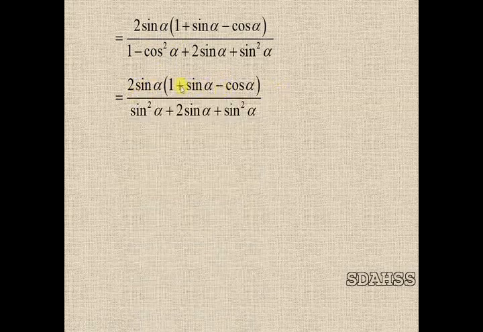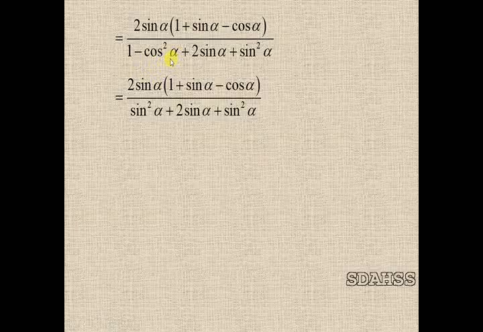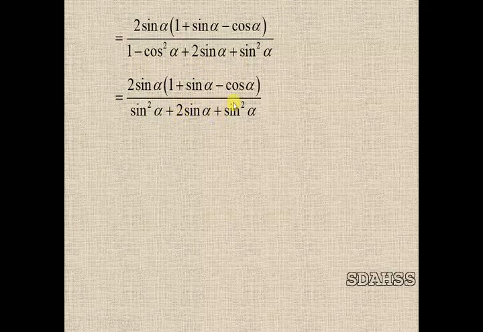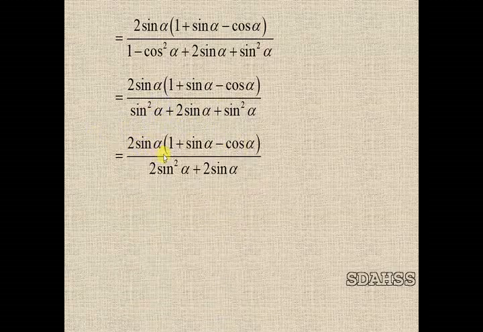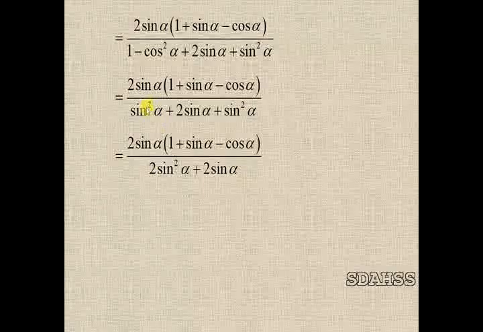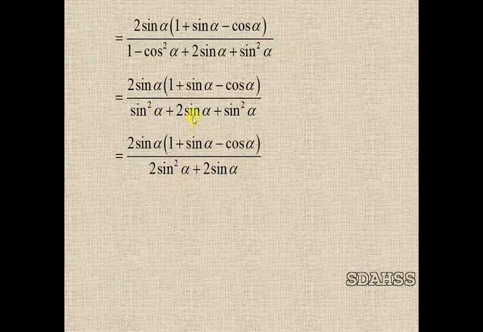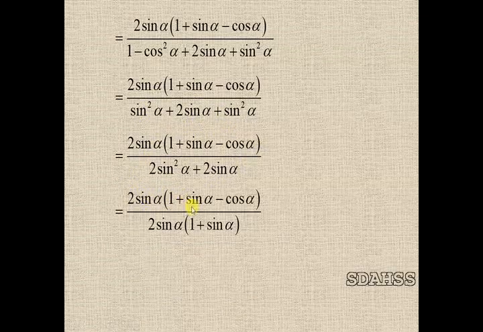You keep the numerator as it is. We know that 1 minus cos square theta is sin square theta. So 1 minus cos square alpha is sin square alpha, plus keep the other two terms as it is, 2 sin alpha plus sin square alpha. Keep the numerator as it is, 2 sin alpha into 1 plus sin alpha minus cos alpha divided by, then add sin square alpha plus sin square alpha, 2 sin square alpha plus 2 sin alpha.